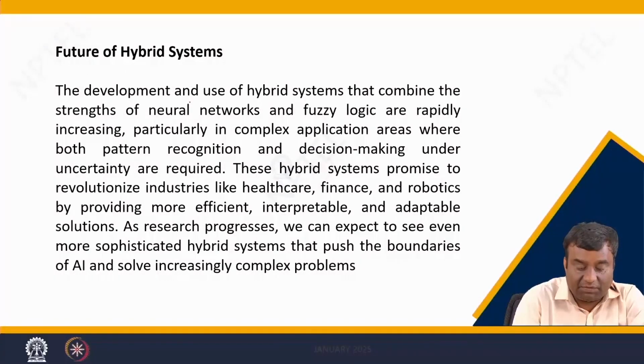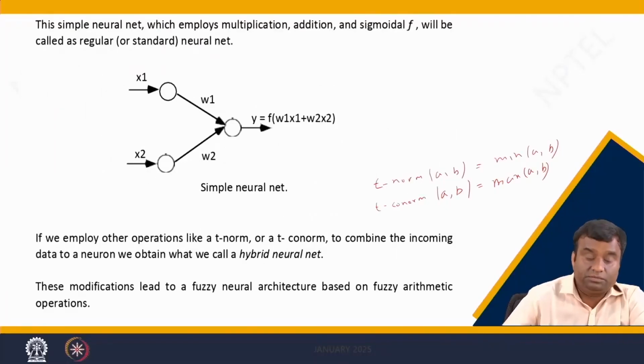Future of hybrid systems. The development and use of hybrid systems that combine the strengths of neural networks and fuzzy logic are rapidly increasing, particularly in complex application areas where both pattern recognition and decision making under uncertainty are required. These hybrid systems promise to improve industries like healthcare, finance, and robotics by providing more efficient, interpretable, and adaptable solutions. As the research progresses, we can expect to see even more sophisticated hybrid systems that push the boundaries of AI and solve increasingly complex problems.